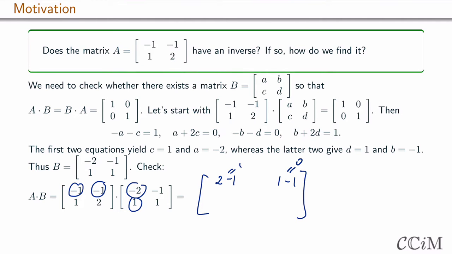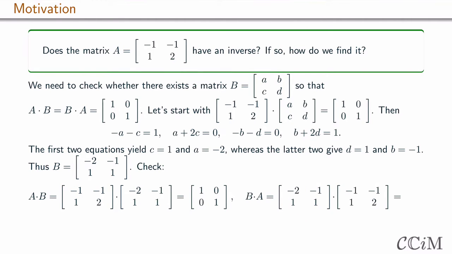And similarly for the bottom row. So indeed, A times B is the identity matrix, and you can also check that B times A similarly gives you the identity matrix. Therefore, A is indeed invertible, and we found the inverse to be -2, -1, 1, 1.